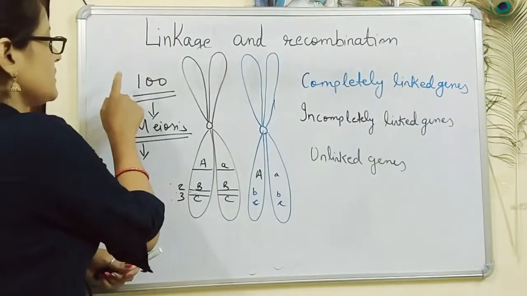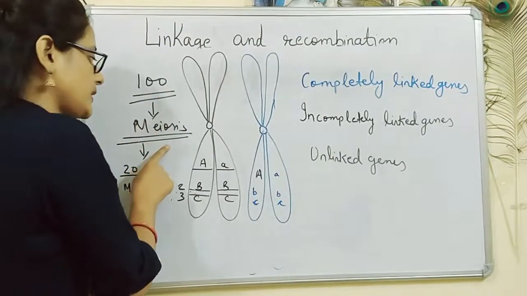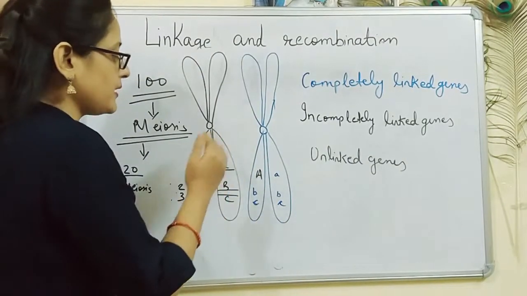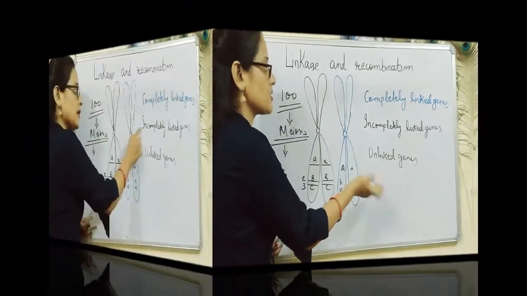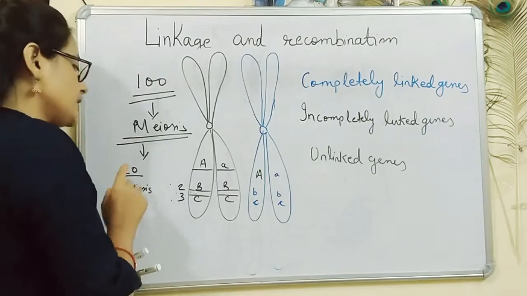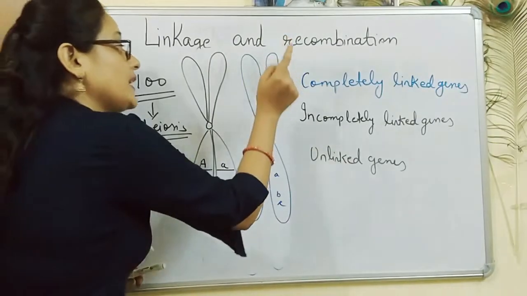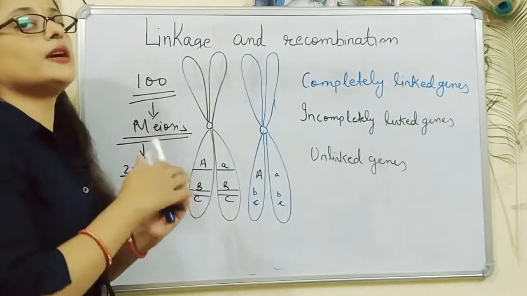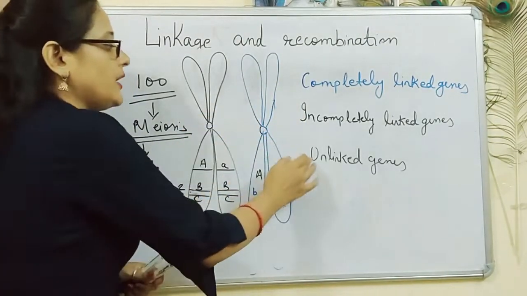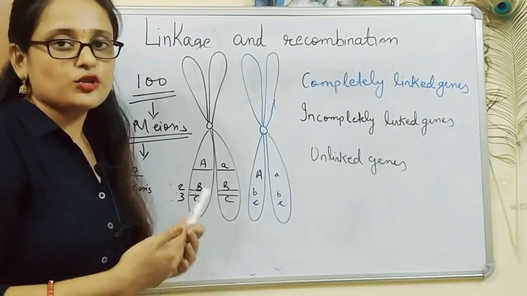So suppose the individual is having gamete formation 100 times, so 100 times meiosis will take place. During these 100 times, 50 times crossing over can separate gene 1 and gene 2 because they are unlinked. But in case of incompletely linked genes, out of these 100 times of meiosis, only 20 times crossing over can take place and separate them. And in case of completely linked genes, 100 times they will not be separated. So over here 0% chance, over here few percentage, and over here 50% chance is there that they will be separated by the process of crossing over.